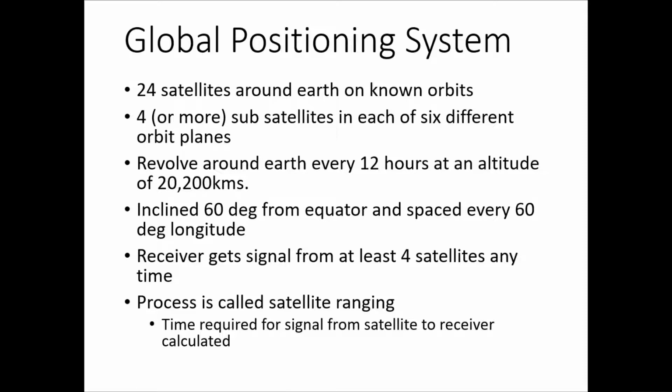What you calculate here is the time required for a signal from the satellite to reach the receiver. Based on that time, you can pinpoint your location, because the signal travels at the speed of light, and the satellite senses how much time it took for the signal to go to the receiver and come back to the satellite. Based on that travel time, you do ranging and find the possible locations at which the receiver is located.